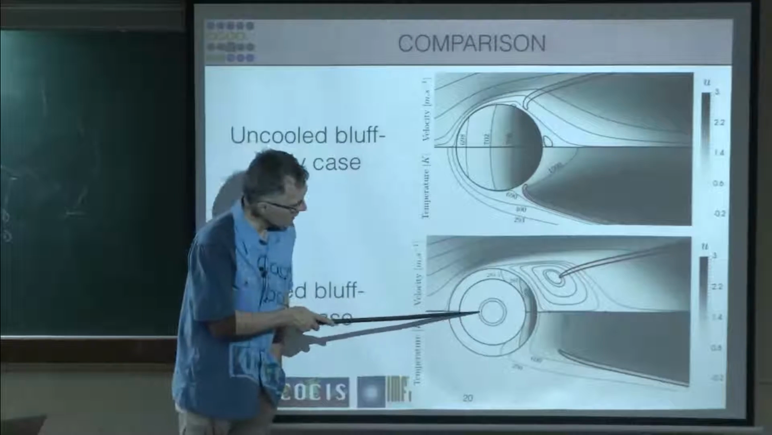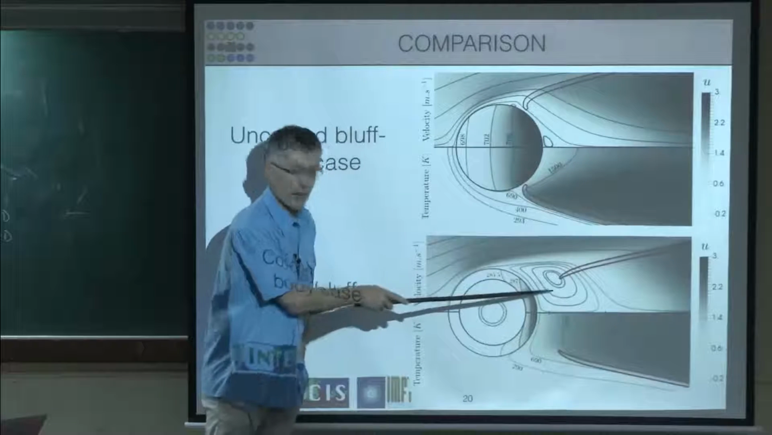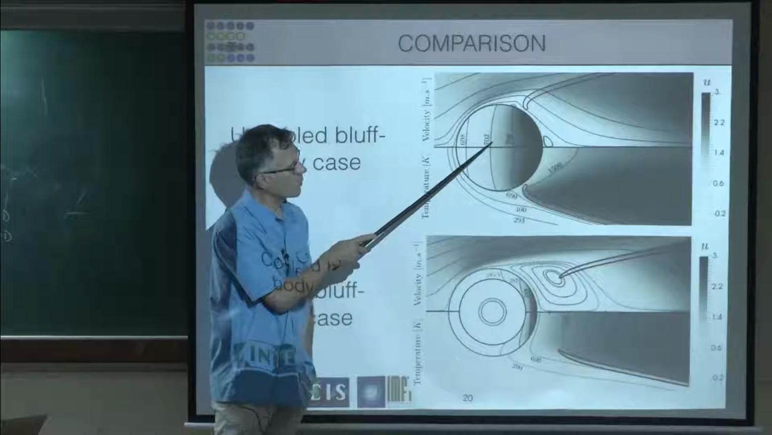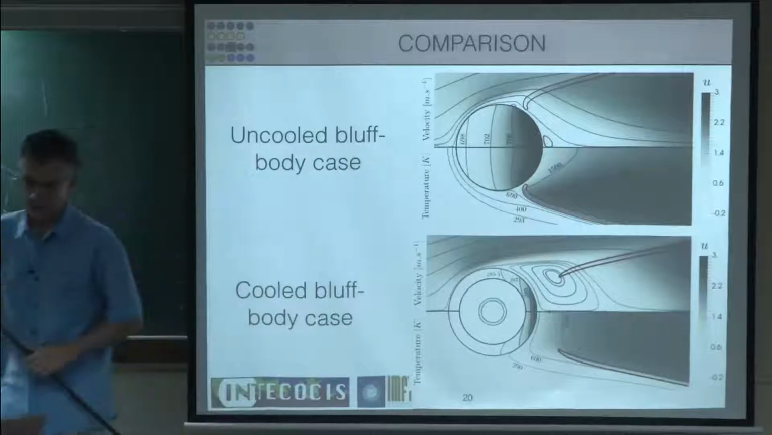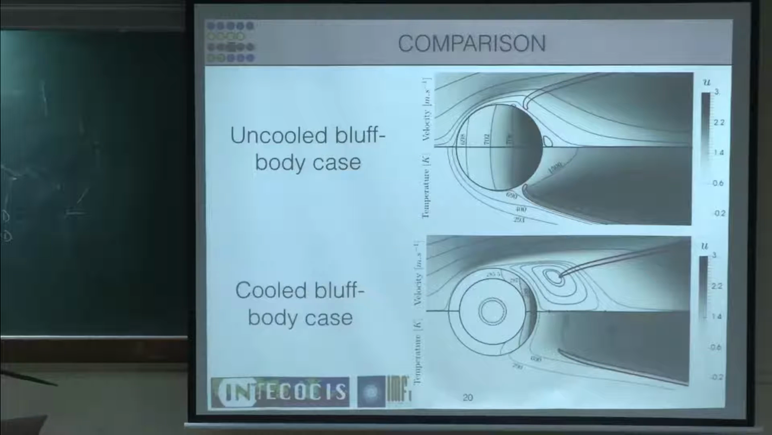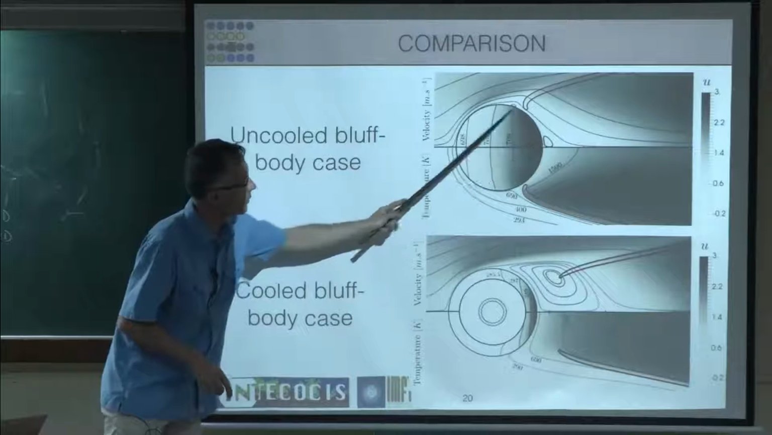So this is the cooled case. The flame is farther away from the cylinder, and it's stabilized in the recirculation zone. Here it's the uncooled case. The flame has been able to come here, and it's giving almost no recirculation zones. A small one here and a small one there.